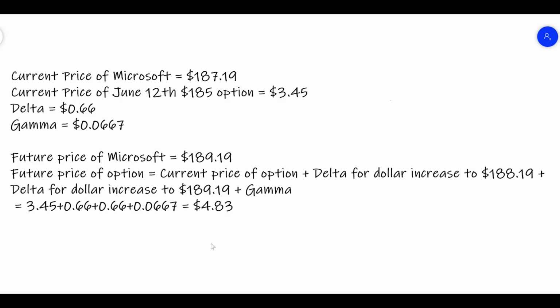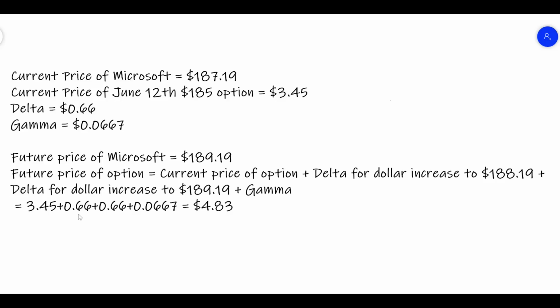Now you need to add the delta again for the next dollar increase, right? It's increasing from 188 to 189 now. So you add another 66 cents. Onto that, you add gamma as well. Why? Because when we move from $1 to $1, the actual underlying price of the delta changes. So you have to account for that. So why didn't we add this gamma in the first dollar increase? That's just because that gamma is already inbuilt in the delta. So when we did the initial $3.45 plus 66 cents, the gamma was already inbuilt in it.